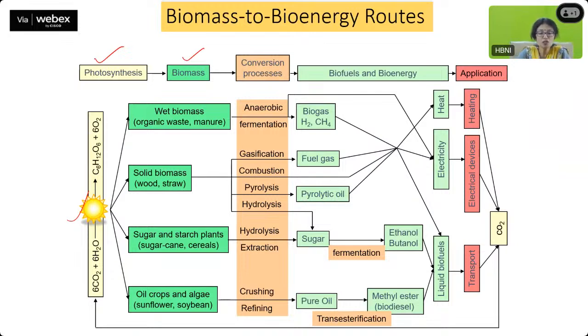So what are the different conversion processes you can have? You can have anaerobic fermentation of wet biomass, which will give you biogas like hydrogen and methane. You can have gasification, combustion, pyrolysis, and hydrolysis of solid biomass, and it gives rise to fuel gas and pyrolytic oil, in some cases even sugar. And all of this can be used to generate heat, electricity, in some cases liquid biofuels. From sugar and starch, you can use hydrolysis and extraction processes to give you sugar, which can again be fermented, and it gives you ethanol and butanol, which is again liquid biofuel. Or from oil crops and algae, as I said, using sunflower and soybean, you can do crushing and refining, and you get pure oil.